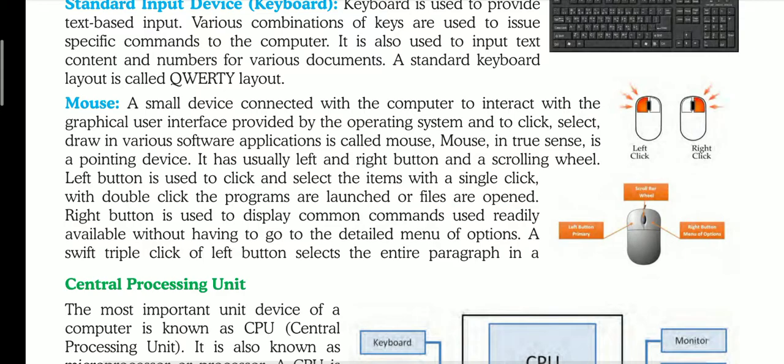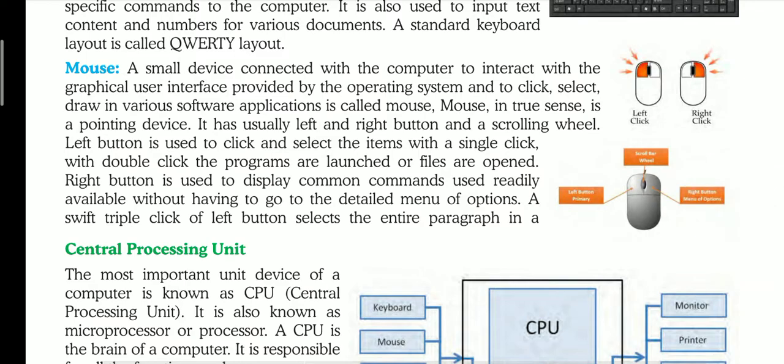The left button is used to click and select an item with a single click. With a double click, programs are launched or files are opened. The right button is used to display common commands, directly available without having to go to the detailed menu of options. A swift triple click of the left button selects the entire paragraph in a document.